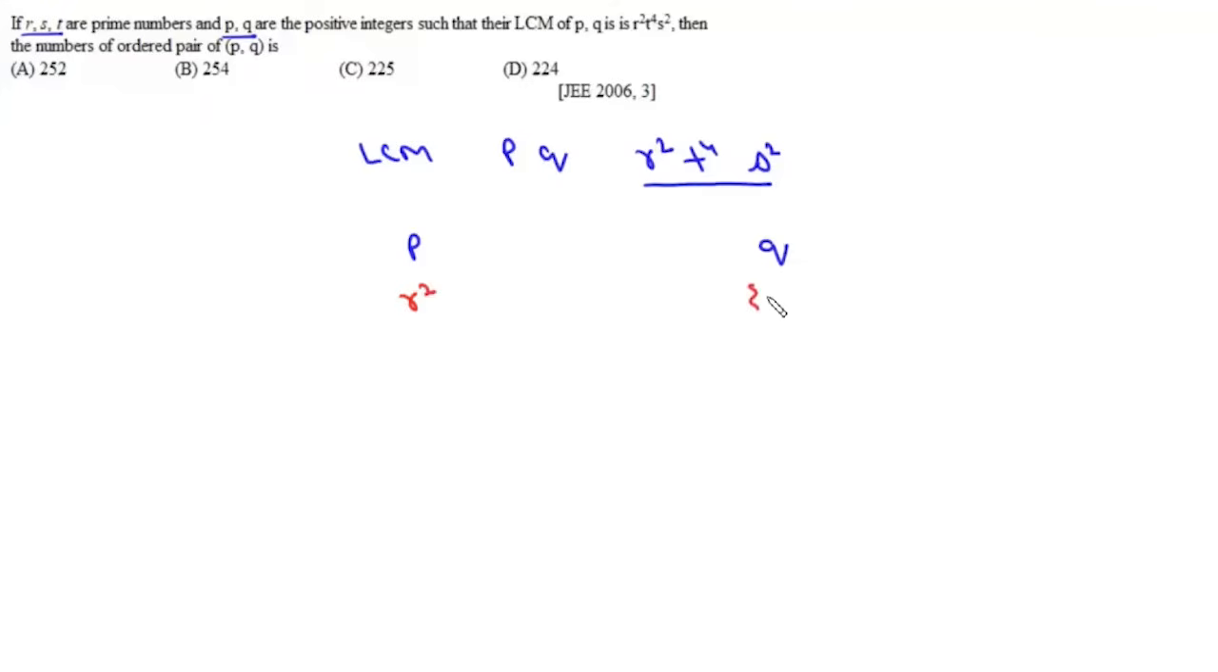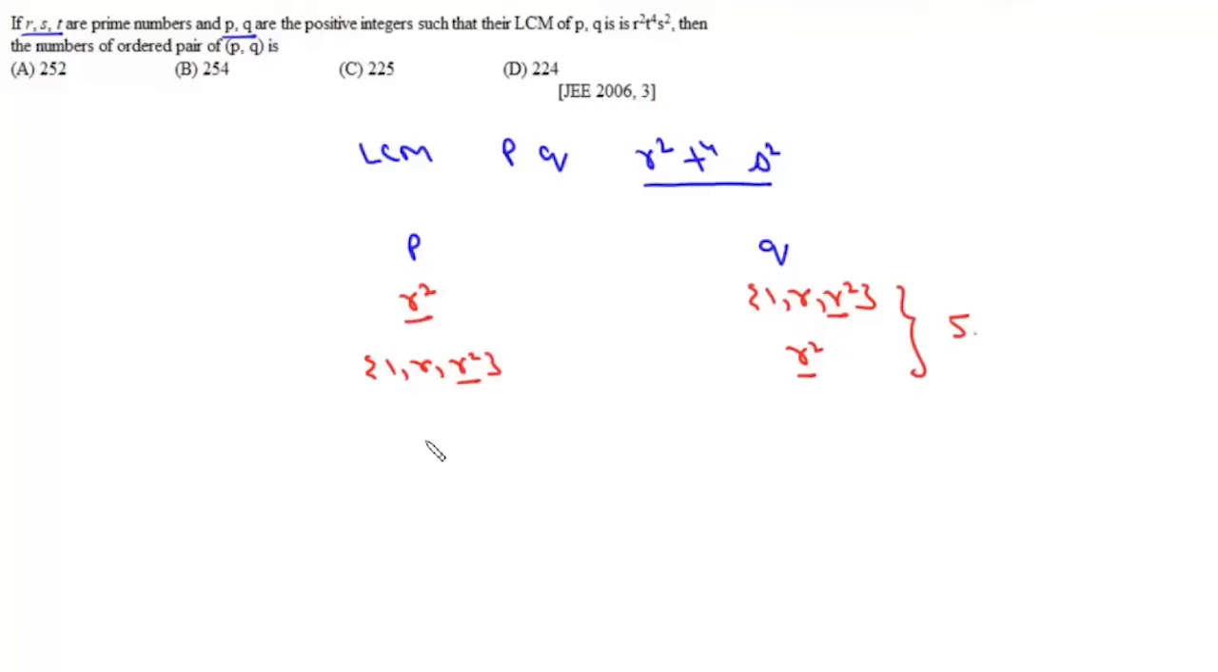Then the possibilities for Q are 1, R and R square, and it could be R square in Q, and then P could be 1, R and R square. Now this R square is covered in both the cases. So the total number of ways of distributing this R is simply 5.